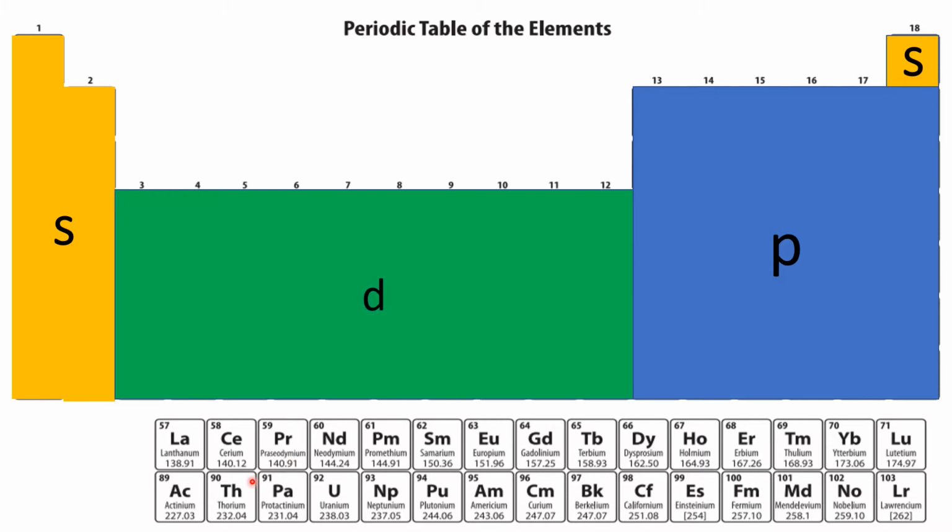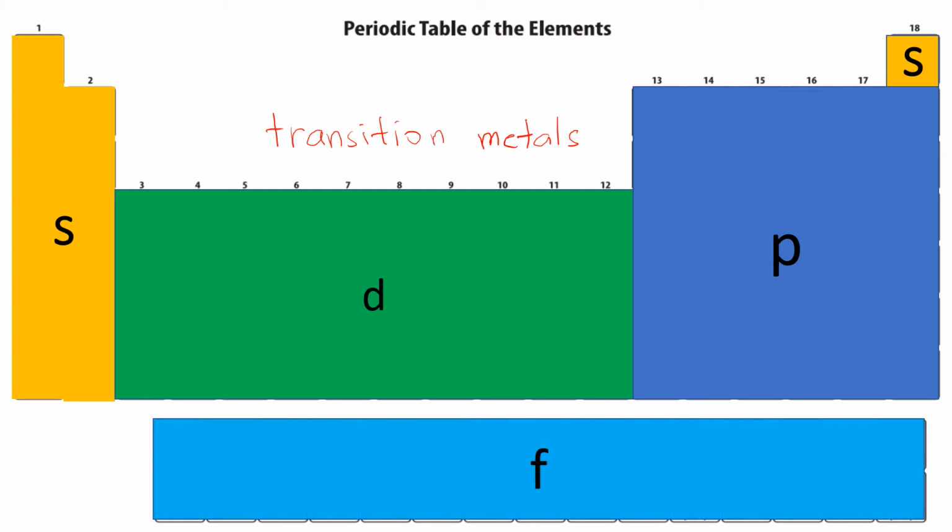Next, we have your D subshell. They are located in your transition metals. Again, this D subshell here can be found in your transition metals. And your F subshell, the first one here, is located in your lanthanide group and your actinide group.